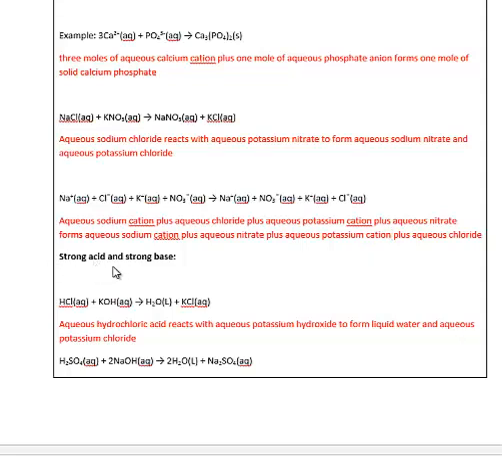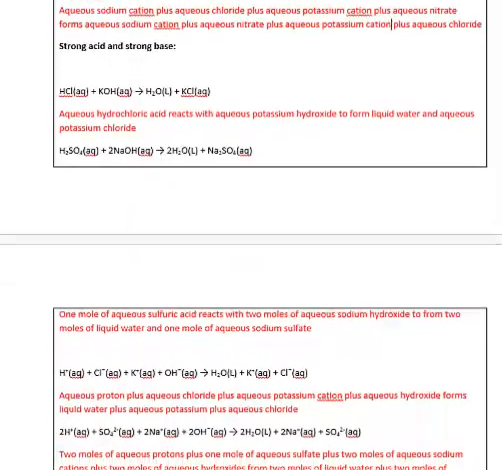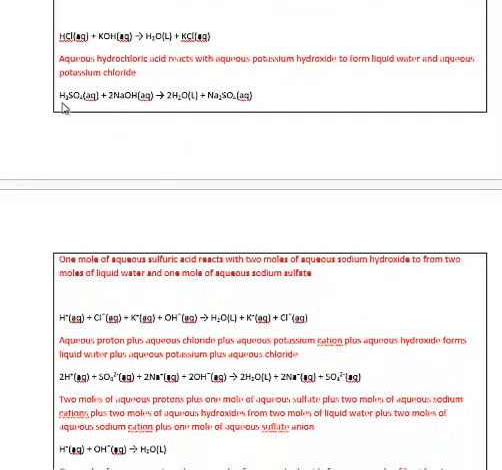So here we are at strong acid and strong base. Aqueous hydrochloric acid reacts with aqueous potassium hydroxide to form liquid water and aqueous potassium chloride. All right. 1 mole of aqueous sulfuric acid reacts with 2 moles of aqueous sodium hydroxide to form 2 moles of liquid water and 1 mole of aqueous sodium sulfate.